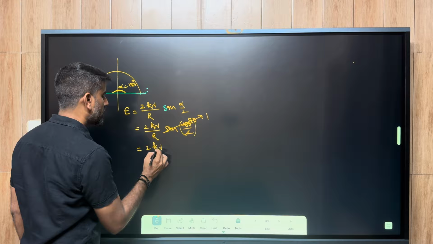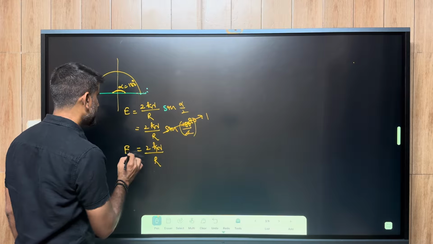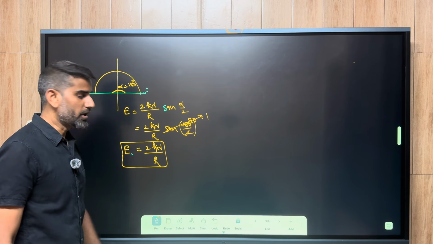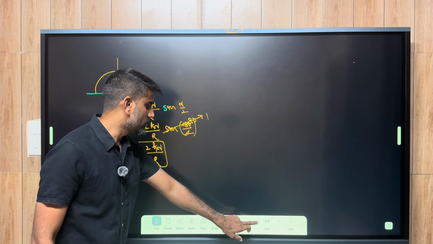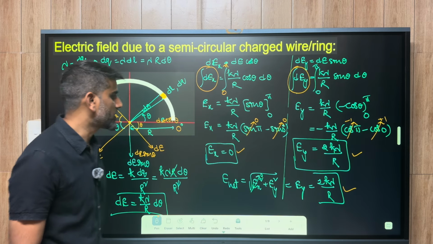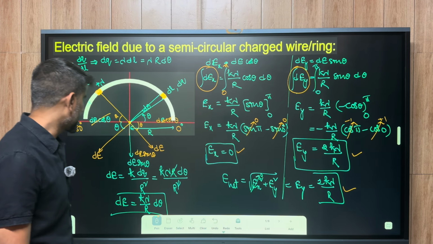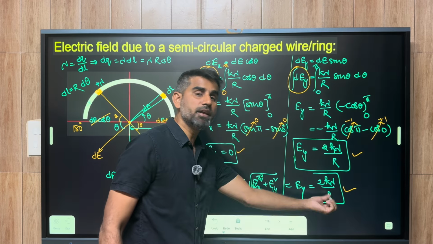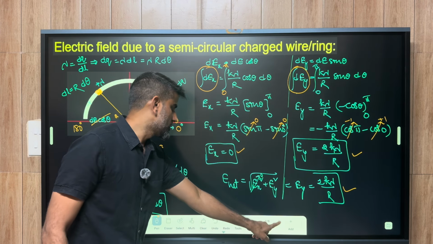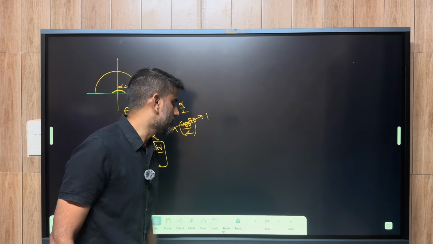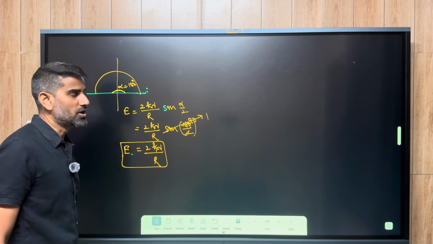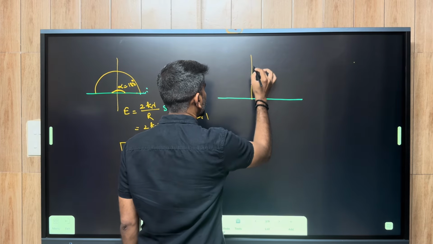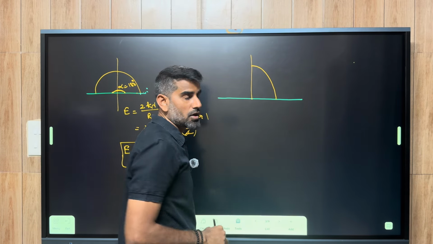So what am I getting? 2k lambda by r is the net electric field due to a semicircular wire. When you look at the earlier case, you'll be able to understand. The final answer, what is E net? 2k lambda by r. The same answer comes here if you use the general formula. Even you can take a quarter circle also.